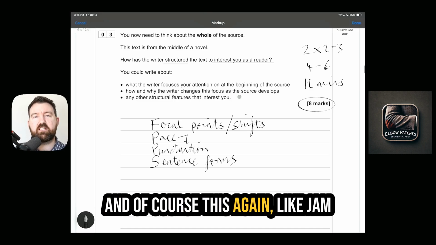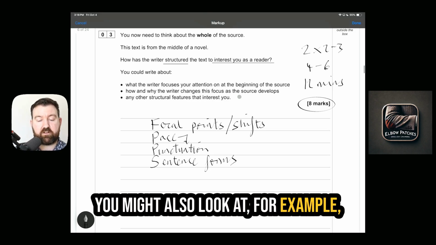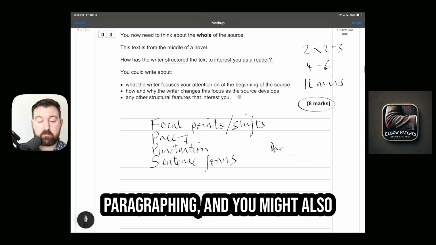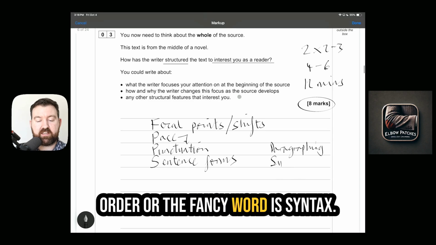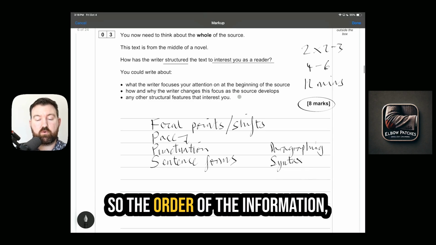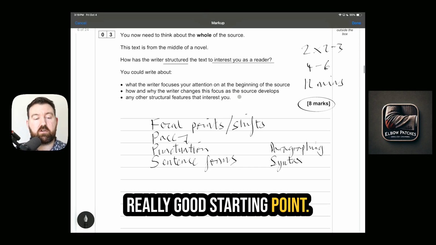And of course, this is, again, like JAM WINS, this isn't an exhaustive list. You might also look at, for example, paragraphing. And you might also look at something called the order, or the fancy word is syntax. So the order of the information. But typically, FPS is a really good starting point.